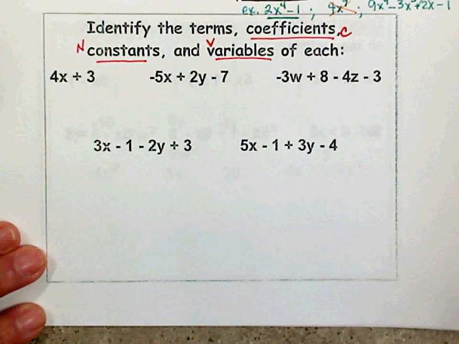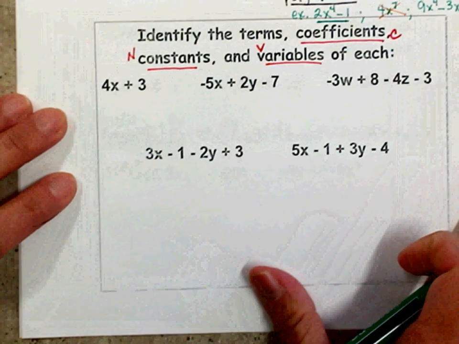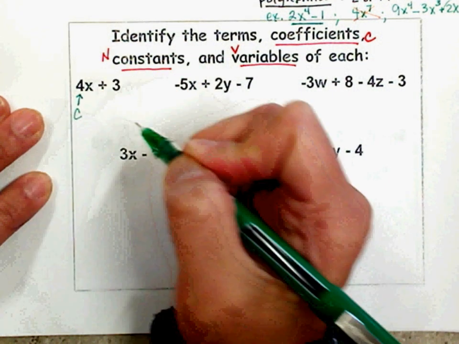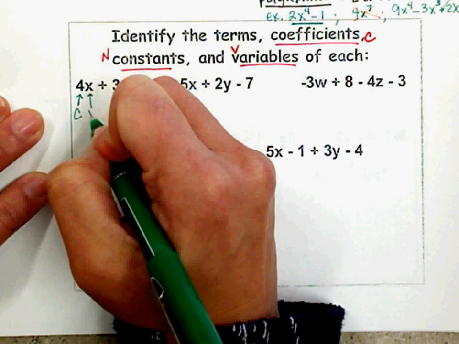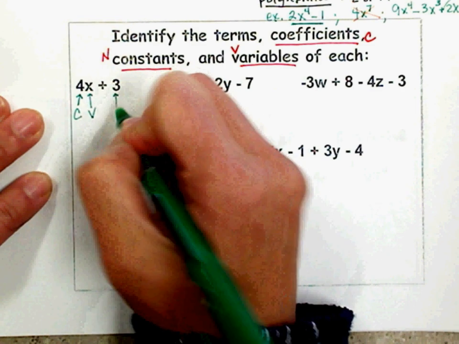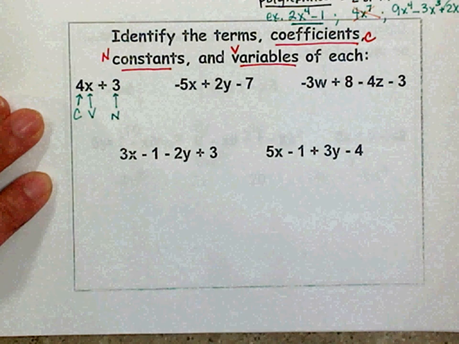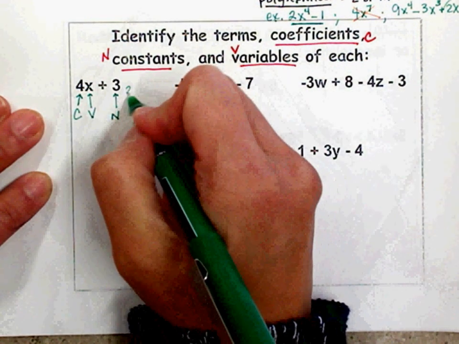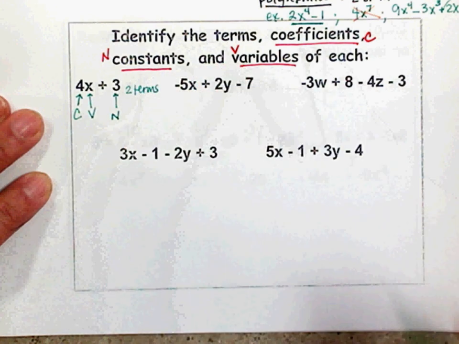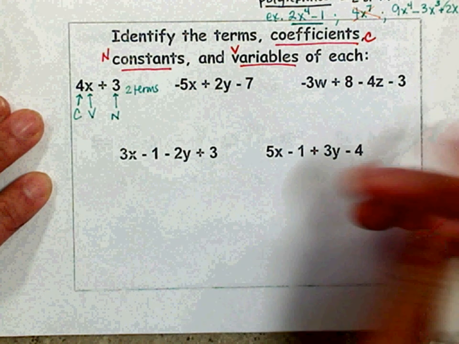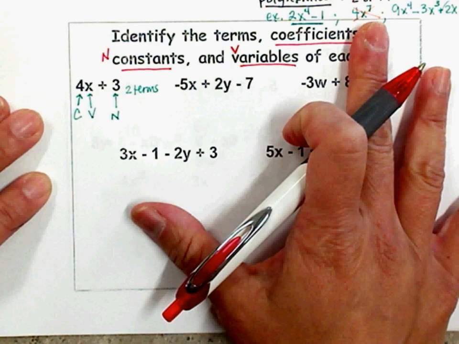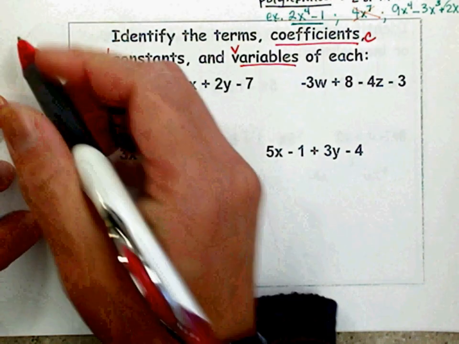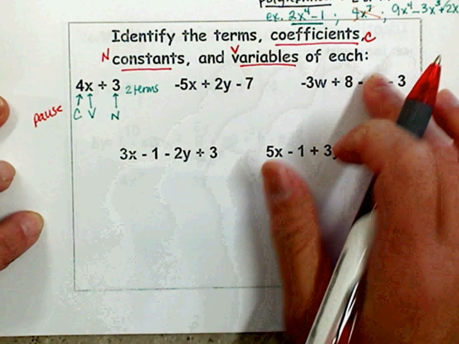So for example, let's look at this one right here. 4 is a coefficient, X is a variable, and 3 is a number. How many terms do you have? 1, 2. So you have 2 terms. Okay? All right, I'm going to pause. I want you to pause. That means stop your video for a little bit. I want you guys to do these, and then we're going to come back.